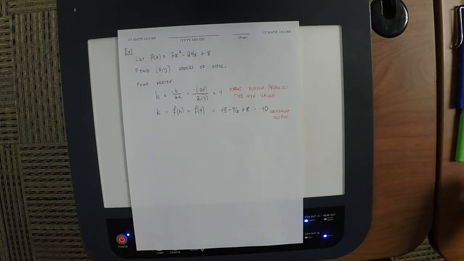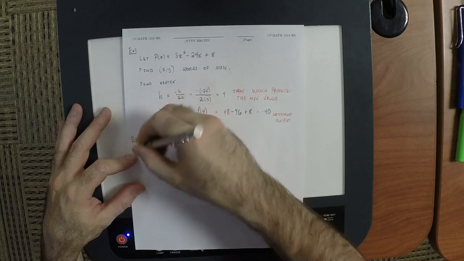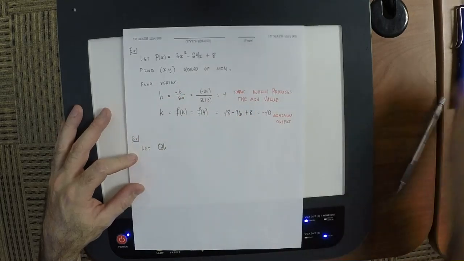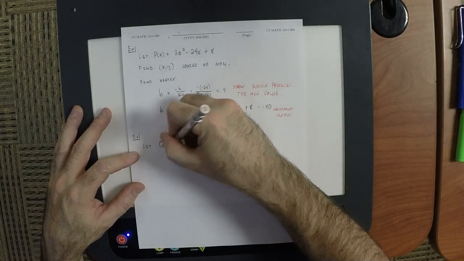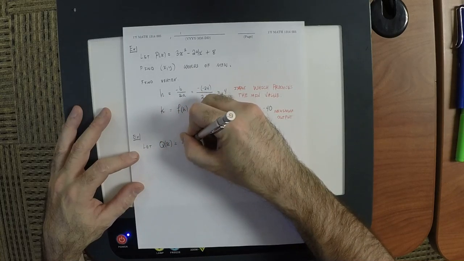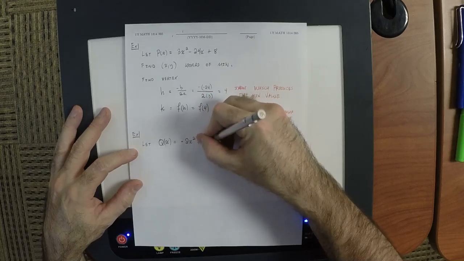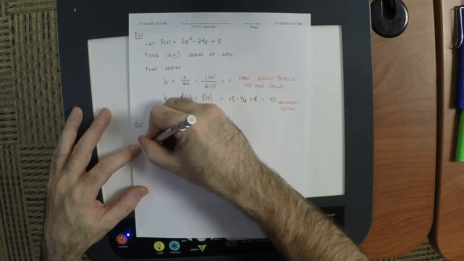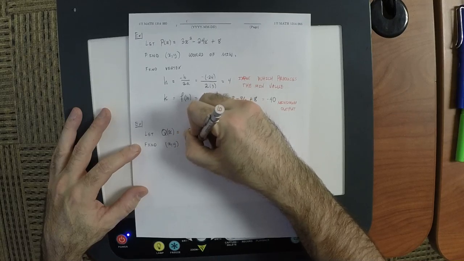Okay, so I'm going to ask another question. And some of you might be tempted to say something out loud, but please don't. Let Q of X be negative 2x squared plus, say, 10x plus 7. And my request is find the xy coordinates of the minimum.